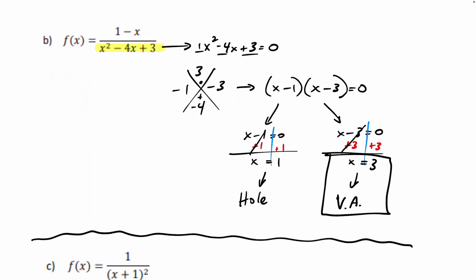Holes are those open dots that you saw the other day. Last week when we had notes, those open dots, those are holes. Vertical asymptotes are the straight dashed lines. All right.